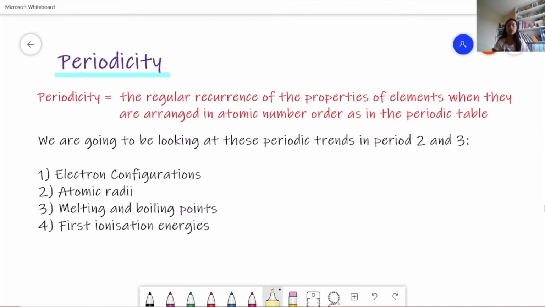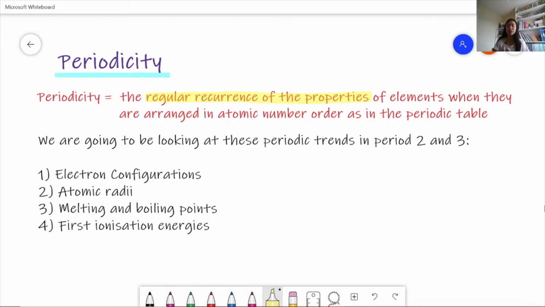So now I'm going to introduce periodicity. And the formal definition we have is that it's the regular occurrence of the properties of elements when they are arranged in atomic number order, like they are in the periodic table. And we'll come to find that when we look at the trends along a period, these trends will actually be the same going along a different period. And we're going to be looking at these periodic trends in period 2 and period 3.